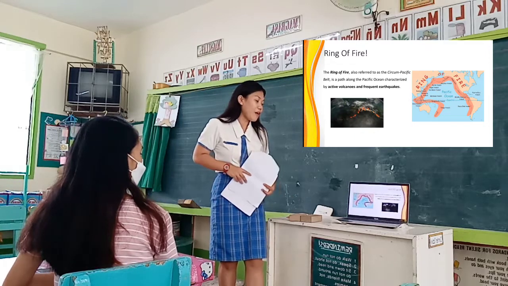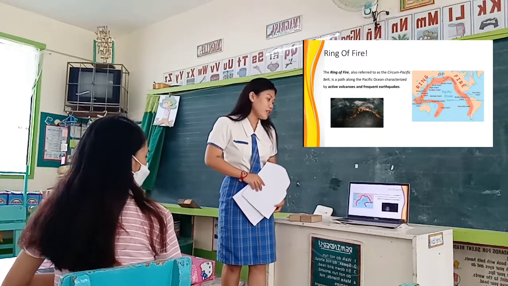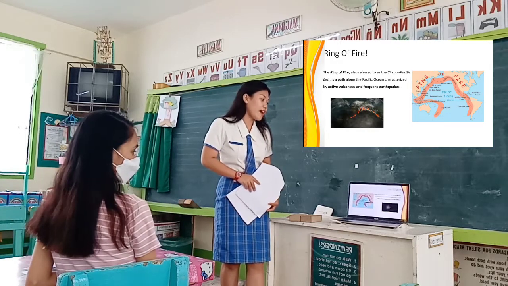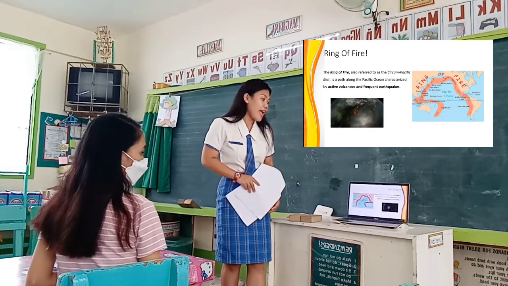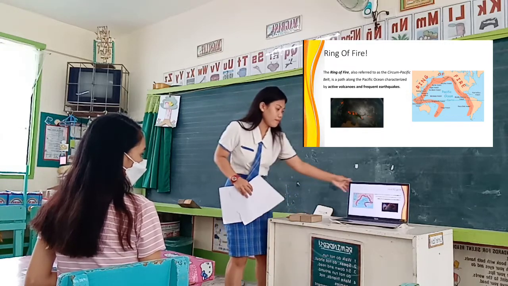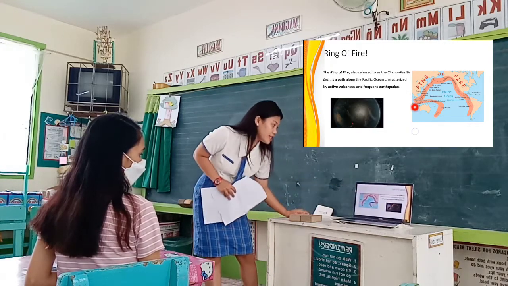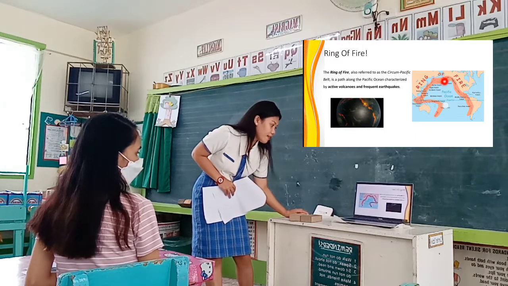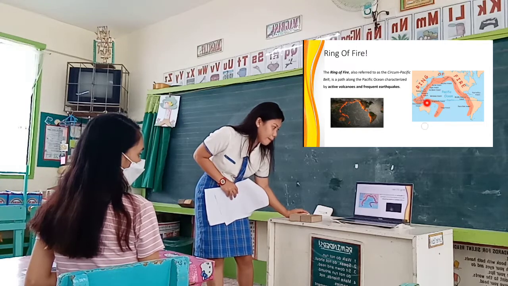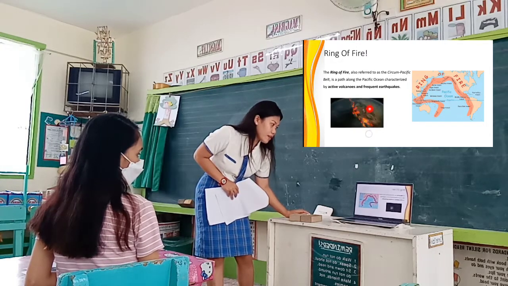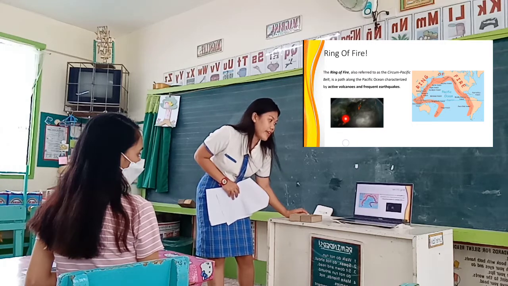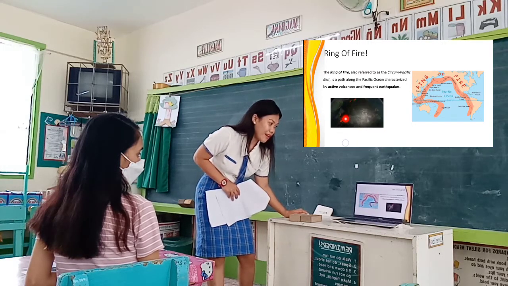The ring of fire, also referred to as the Circum-Pacific Belt, is a path along the Pacific Ocean characterized by active volcanoes and frequent earthquakes. As you see here, this is the line where active volcanoes and frequent earthquakes are happening. In the gif here, the red one is what we call the ring of fire.